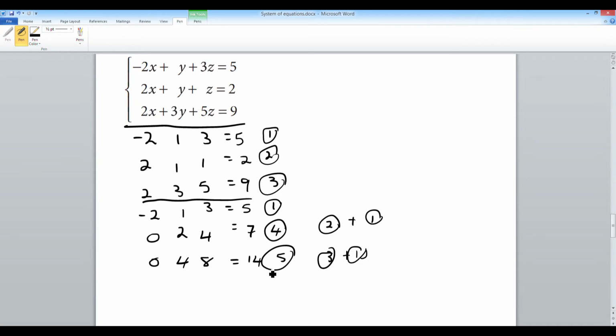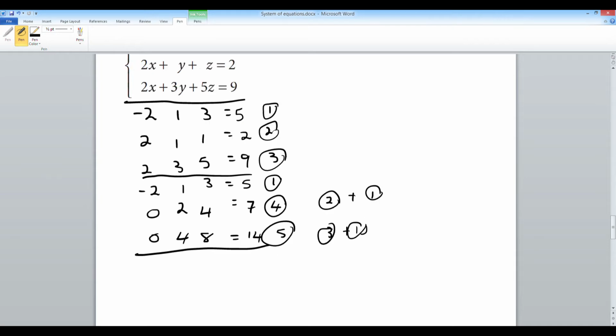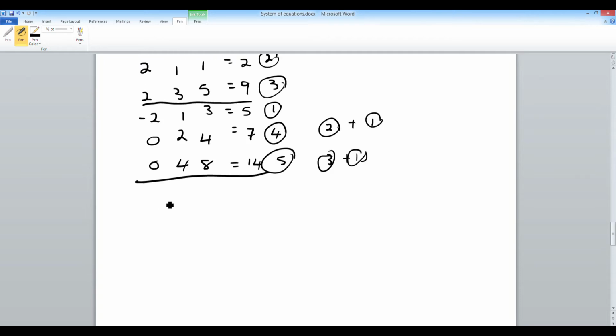Now, I want to continue one more step. I want to eliminate my y value. So first I'm going to rewrite my first row: negative 2, 1, 3 is equal to 5. I'm going to rewrite my fourth row: 0, 2, 4 is equal to 7. Row 1, row 4. Now for this fifth row, if I want to eliminate my y value, I'm going to say the following: it is my fifth row minus 2 times row 4.